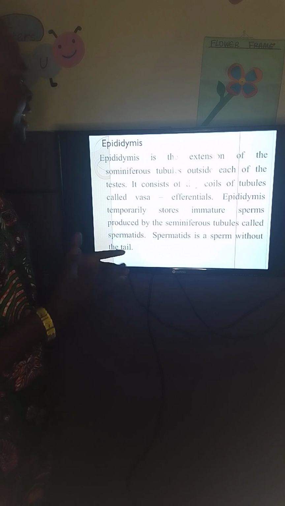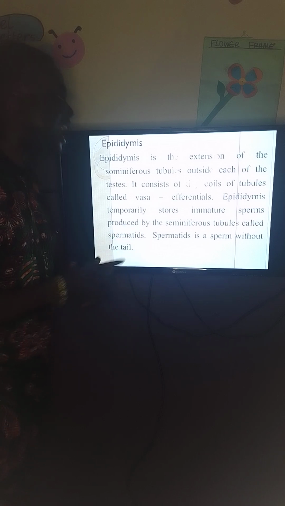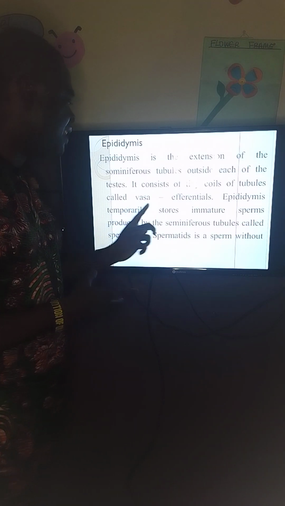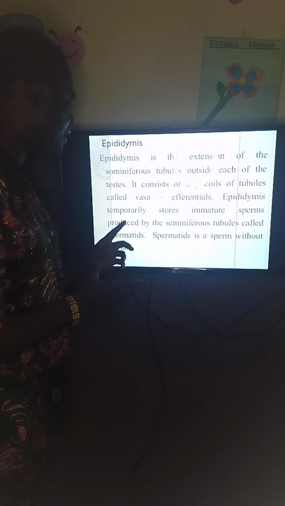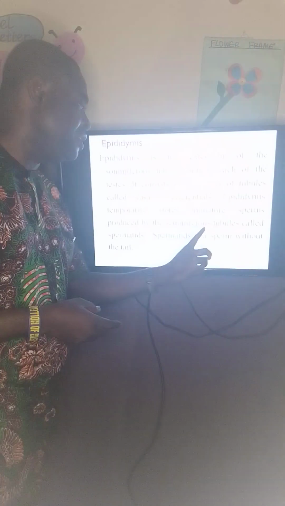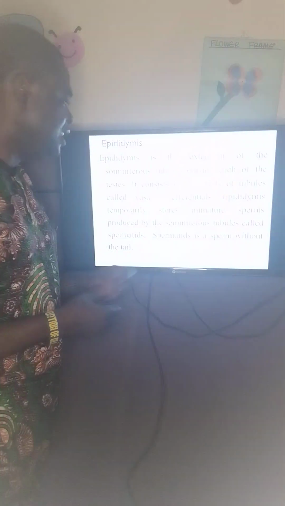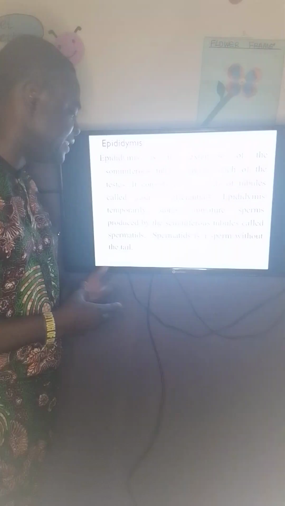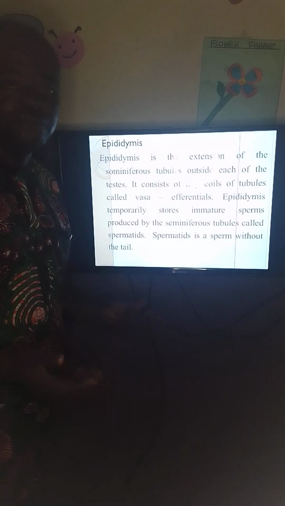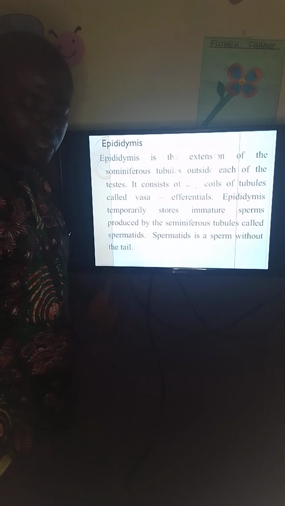Then this is the epididymis. I've explained that it is the extension of the seminiferous tubules outside each of the testes. It consists of tiny coils of tubules, which are called vasa efferentia, inside. The epididymis temporarily stores immature sperms, which are produced by seminiferous tubules, and these immature sperms are called spermatids. A spermatid is a sperm that does not have a tail. Therefore, it cannot swim because it needs that tail to swim.